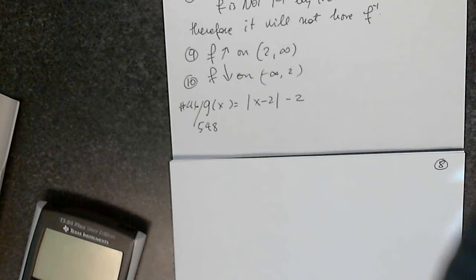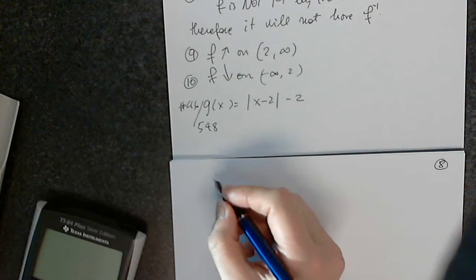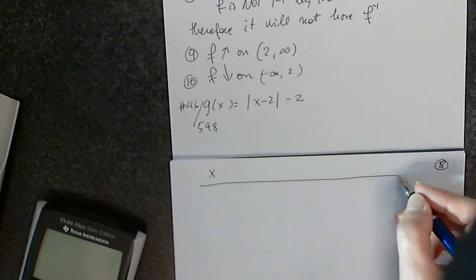Does it look like one just... Exactly, it's a V function. It's a V function, right? Good. So I know what to expect. Good. What is the domain of an absolute value function? That's how I have to start.